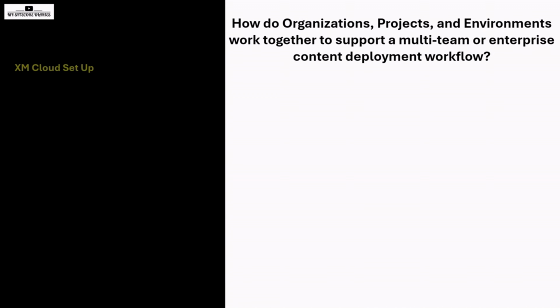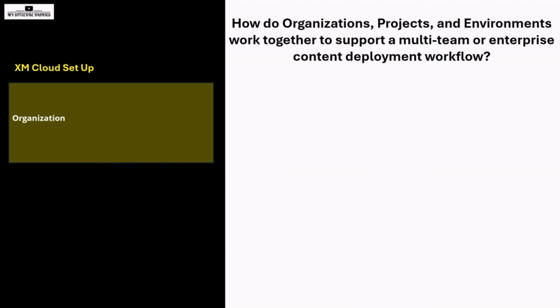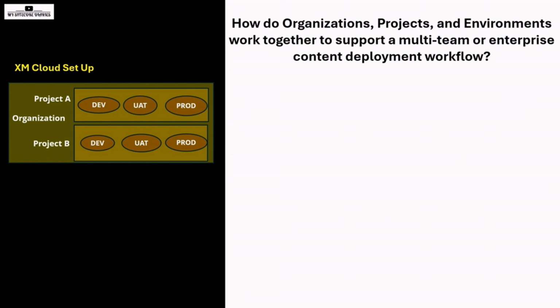Let's see that. First of all, how is XM Cloud set up? First is the organization. Then within the organization we can have multiple projects, and within each project you can have individual environments. So this is how XM Cloud is set up. You have the organization on top, then projects within that organization, and every project will have its own environment setup, and that environment setup can be a prod environment and a non-prod environment.